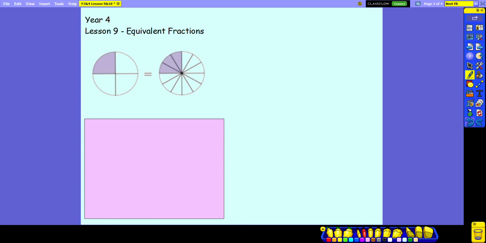And if we use the classic example of pizza, whether you were given the purple slice on the left-hand side or the three purple slices on the right, you would have the same amount. Okay, so what fractions have we got?